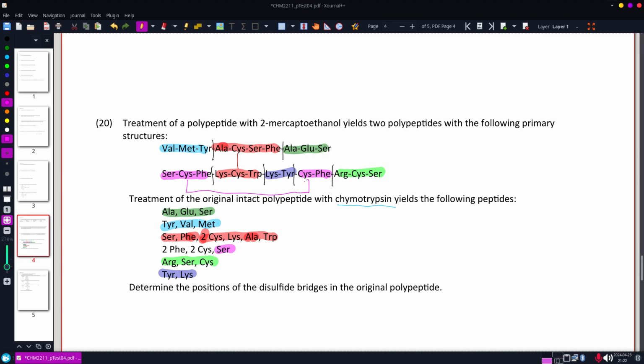Heck of a lot easier than just random guessing. We can figure it out almost exactly simply because we know what the peptidase was.